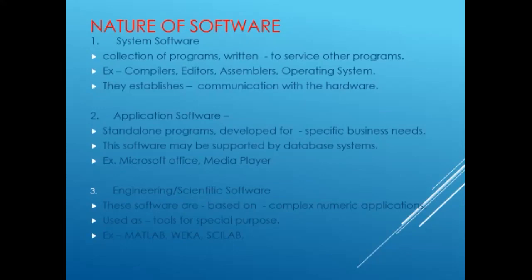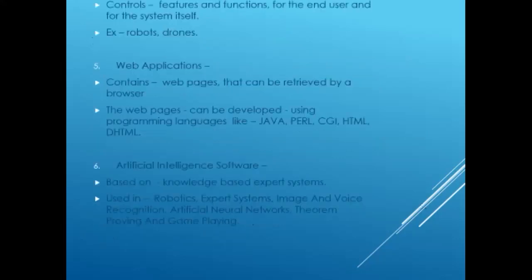Number 3, that is engineering scientific software. That means this software is based on complex numeric applications used as tools for special purpose. For example, MATLAB, Scilab. Controls, features, and functions for end user and for the system itself. For example, robots, drones. The number 5, that is web applications.